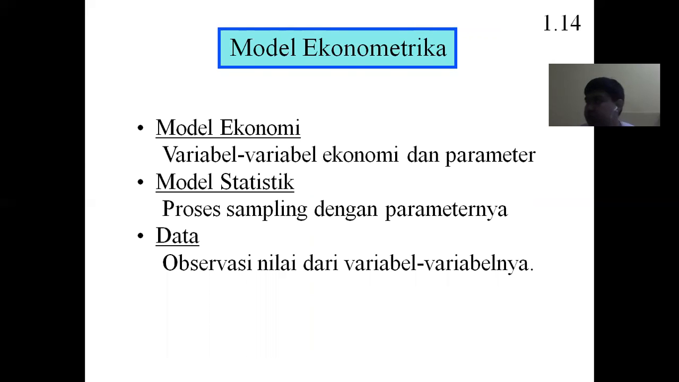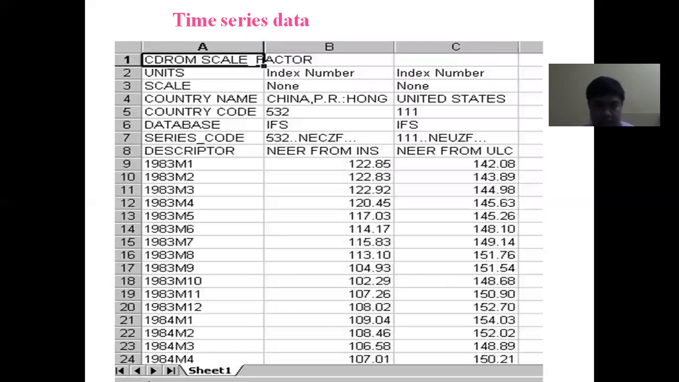I already explained it at the beginning. I hope you understand what I explained. And this is the illustration of the data. This is the time series data. What is time series? I will give you a simple definition. Time series data is a set of data observed at different times, but for the same individual.